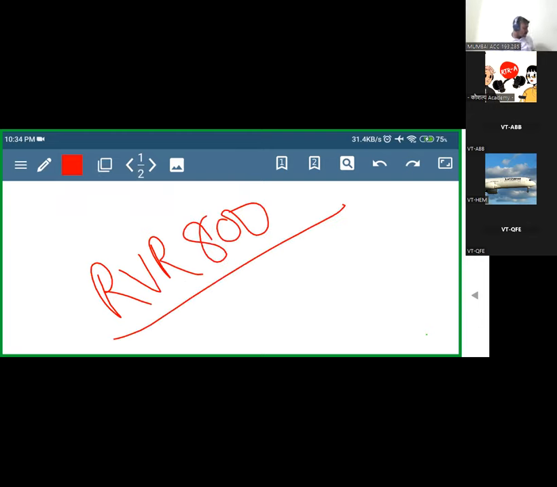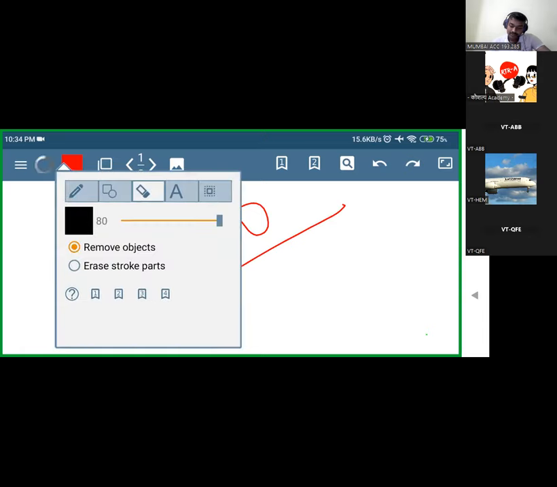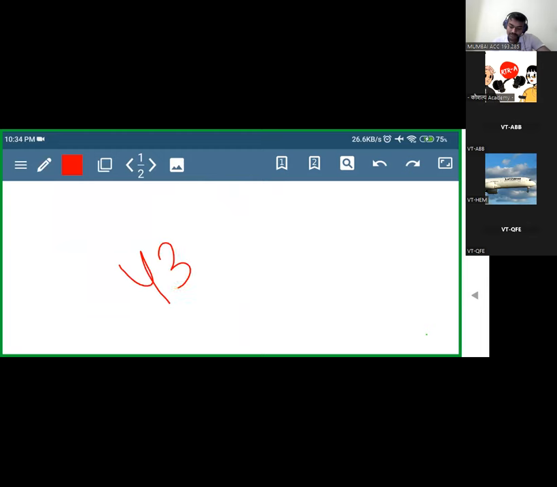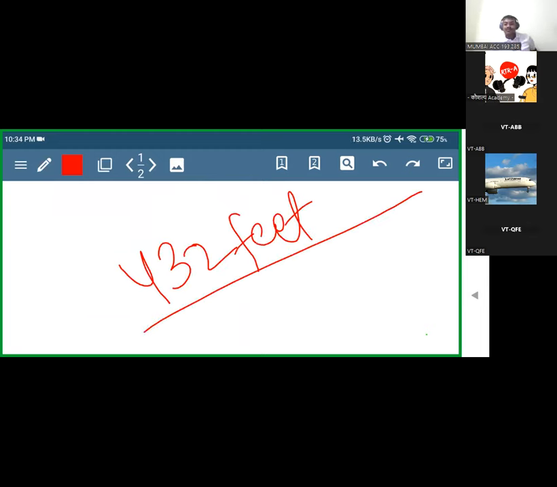Then we'll have, what is this? Runway visual range 800. Very good. Altitude 432. Very good, very good. See, we'll have a very beautiful situation here.